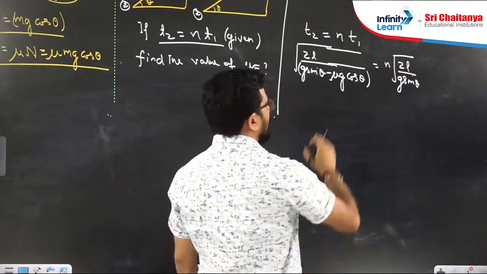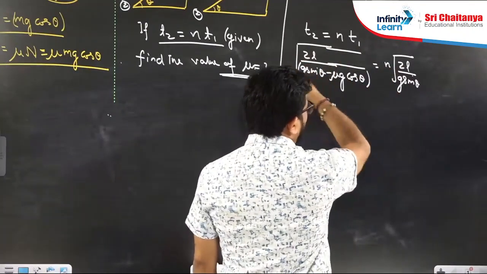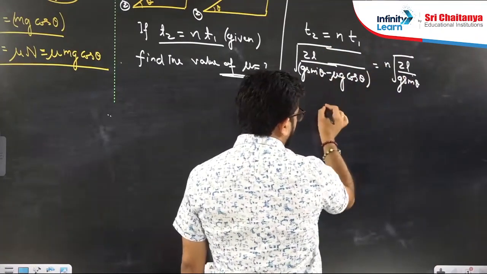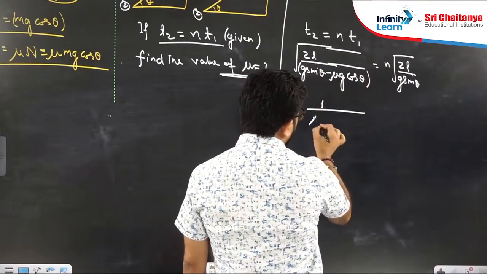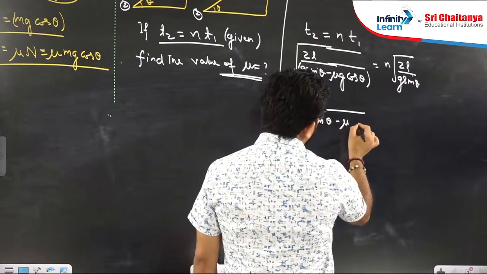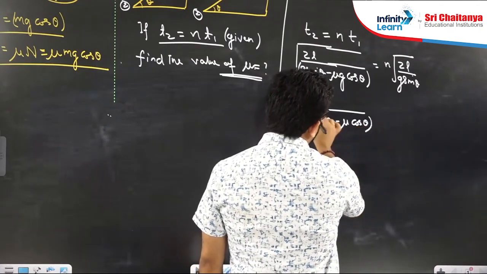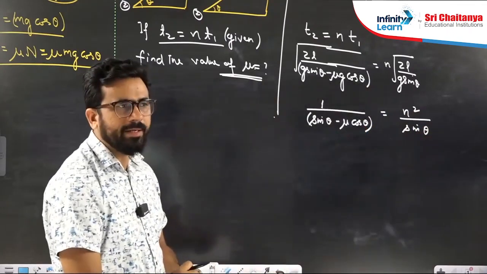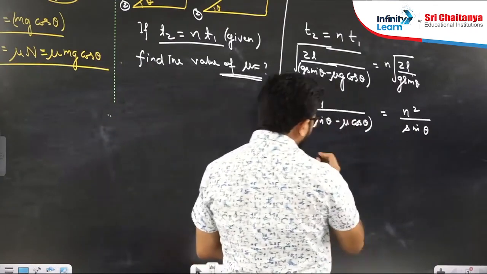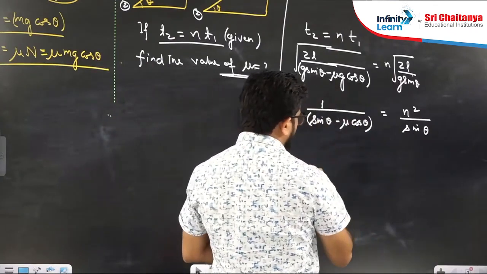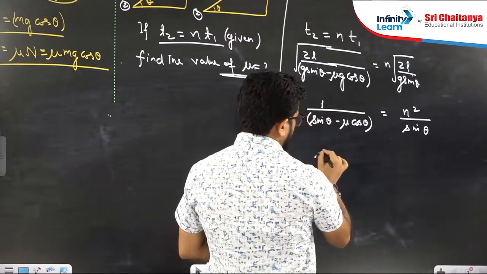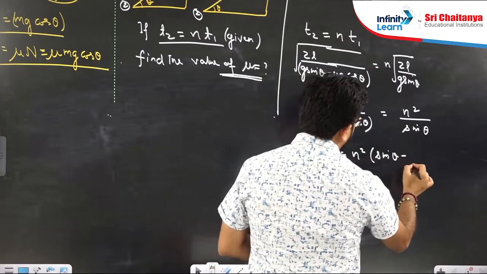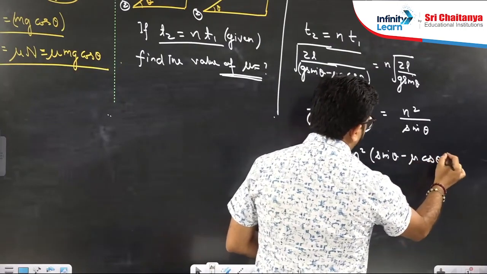Just square both sides and remove the square sign, and 2L can be removed and g also can be removed. So I can write from here 1 upon sin theta minus mu cos theta, and this would be equal to n square upon sin theta. Got it? Now just cross multiply, you will understand from it. That means sin theta is equal to n square into sin theta minus mu cos theta.